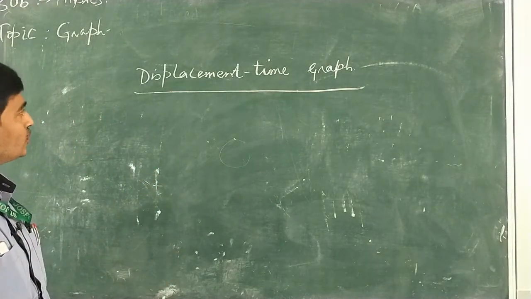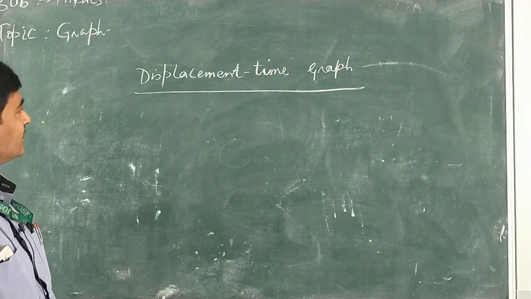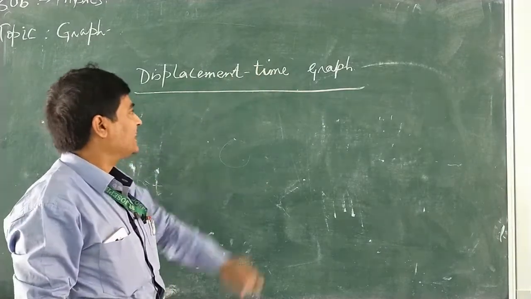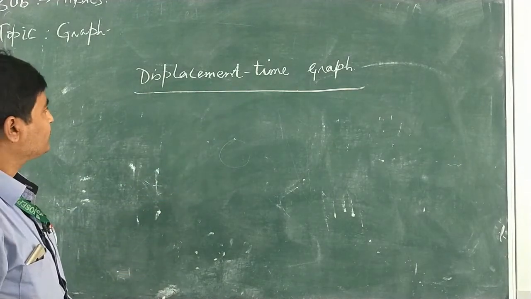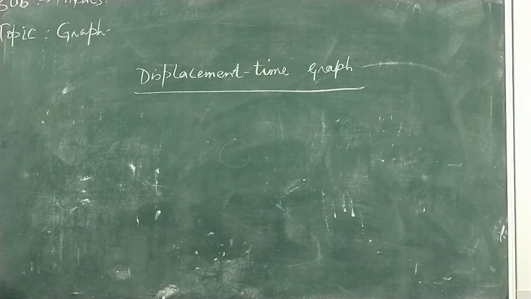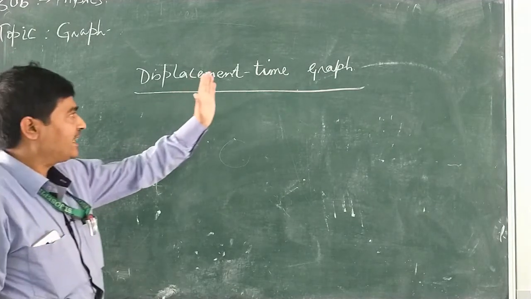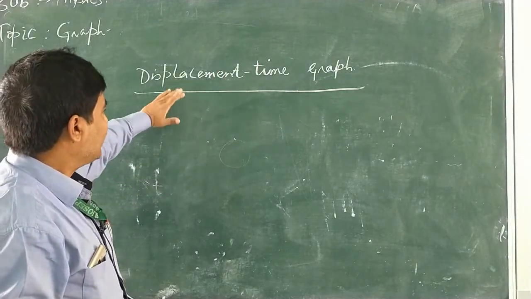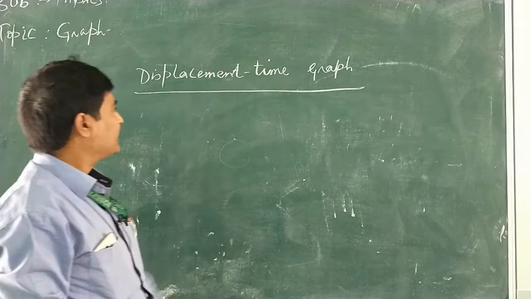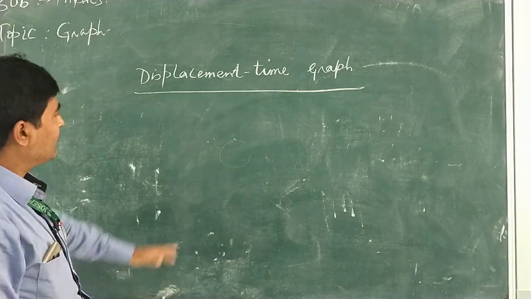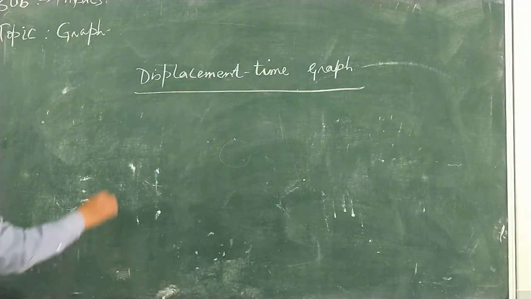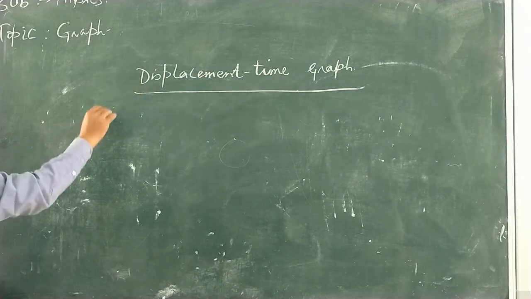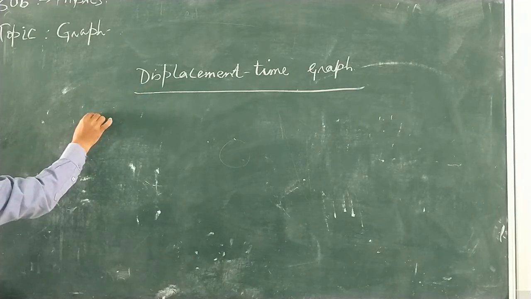When the 2 variables in motion, displacement and time, are used to get the relation between them, then the graph is called displacement time graph. In short, the graph plotted between displacement and time. There will be 2 terms: one is displacement and the other is time. We have to find the relation between displacement and time on a graph.